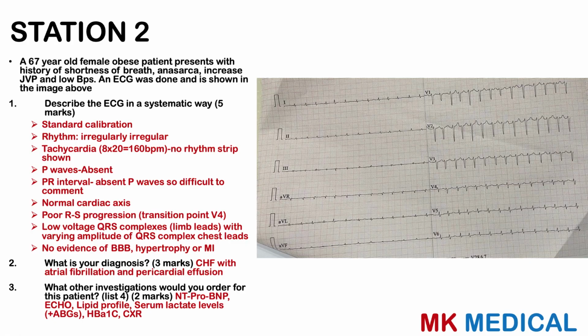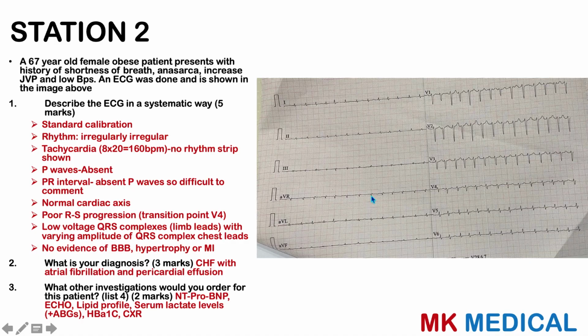So generally, if you have an irregularly irregular rhythm on your rhythm strip, you want to count for 6 seconds, or you can count for 3 seconds. In this case, we can't count for 6 seconds, so we'll count for 3 seconds. That's about 15 big boxes. So if we count 1, 2, 3, 4, 5, 6, 7, 8, 9, 10, 11, 12, 13, 14, 15.